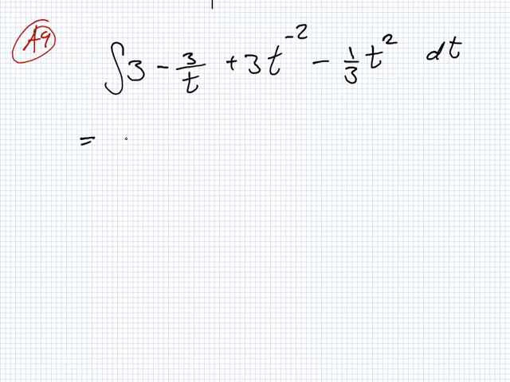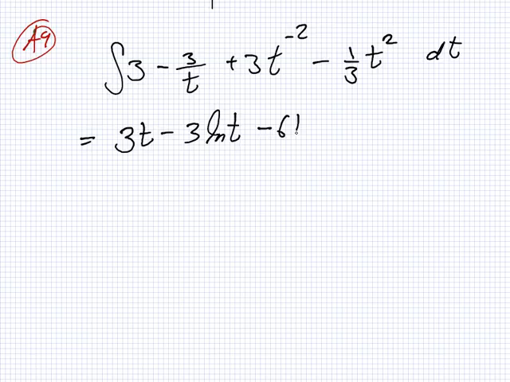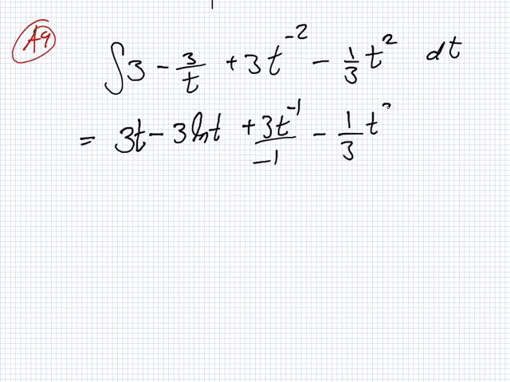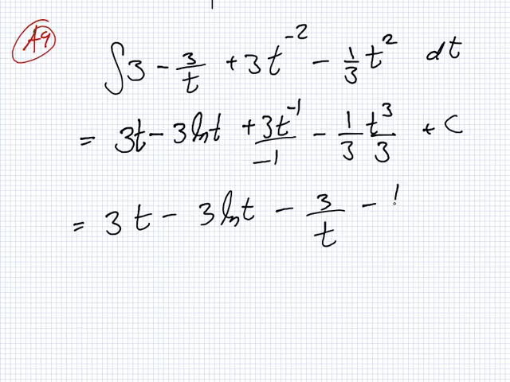Yeah. So this becomes 3t minus 3 log t, then increase the power by 1, divide by the new power. Increase the power by 1, divide by the new power, plus c. So the final answer is 3t minus 3 log t minus 3 over t minus t cubed over 9 plus c. That's what you got.